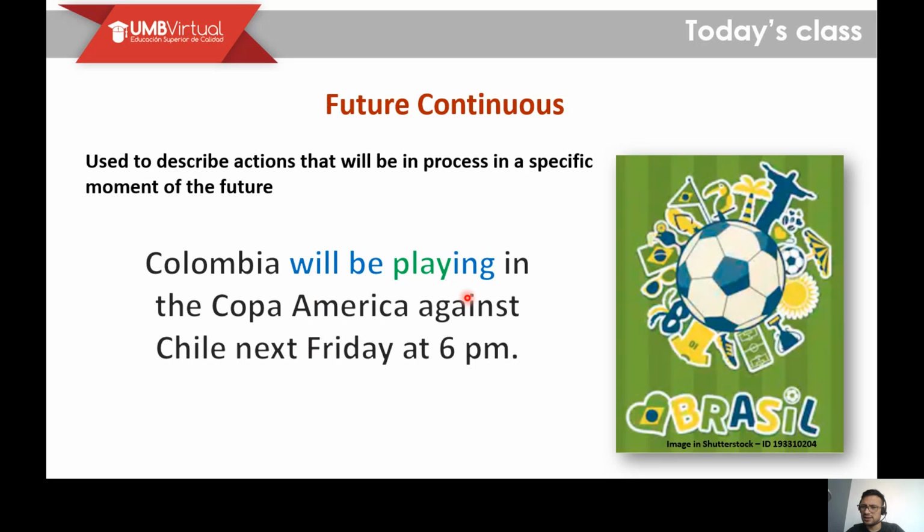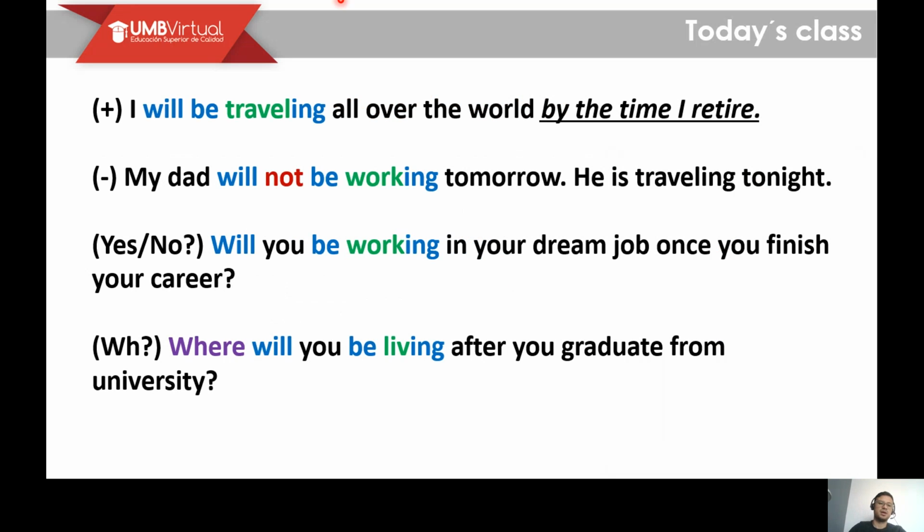So this means future, okay? And as long as it is continuous, ing. But let's see the structure. We have the pronoun, in this case I, my, he, you, plus the will be form, complete will be, and the main verb is conjugated using the ing form.